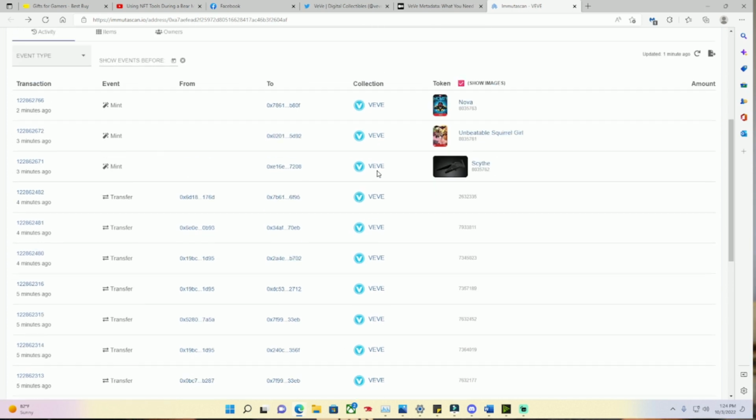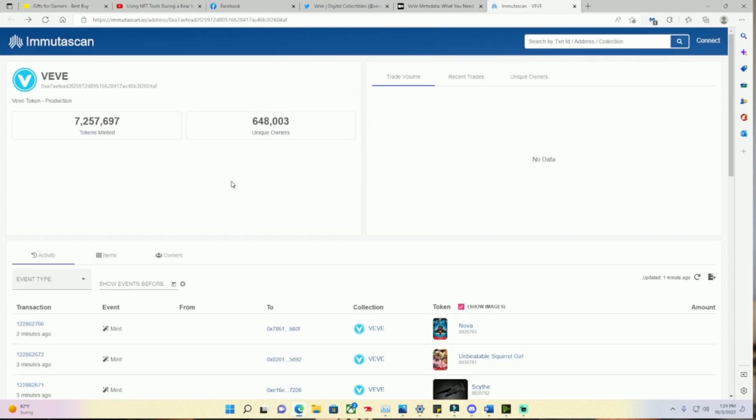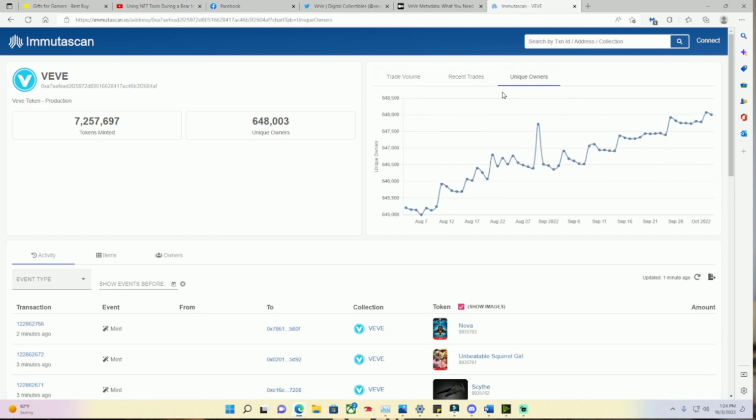But all right, so as you can tell right here, this person minted 3 minutes ago, the Scythe. So Immutascan also, it's not showing trade volume. I don't like that. It shows unique owners, which is pretty cool. So right now it looks like we have 648,003 unique owners on Veve at the time of making this video. According to Immutascan, that means owning at least one collectible or comic or setting up a wallet. Yes, a lot of these could be bot accounts still.